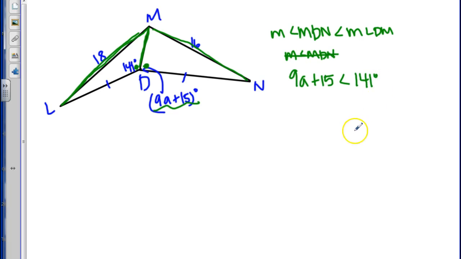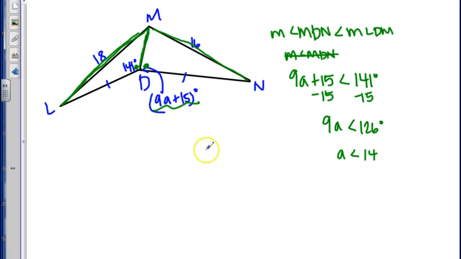All right, so let's go ahead and solve this. Subtracting 15 from both sides, 9a is less than 126 degrees. So a is less than 14. All right, so a has to be smaller than 14. Good with that? Hopefully that makes sense. We'll also talk about what it has to be larger than, but we'll get to that.